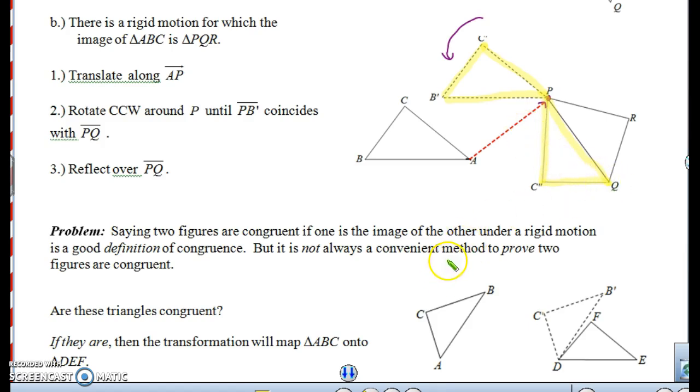So we now have this. And then we want to reflect over PQ. So this triangle will actually become the third triangle, which is right there. And there's your reflection over PQ. And that triangle ABC becomes PQR. So, you can prove it by proving all the sides and angles or using rigid motions.